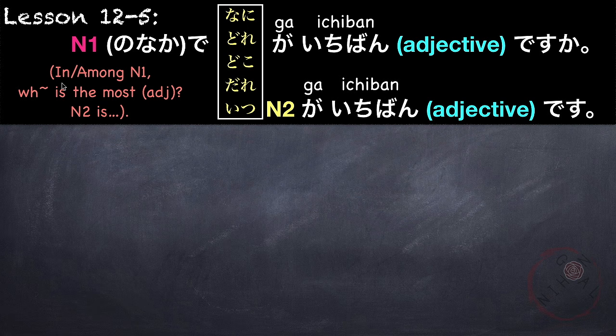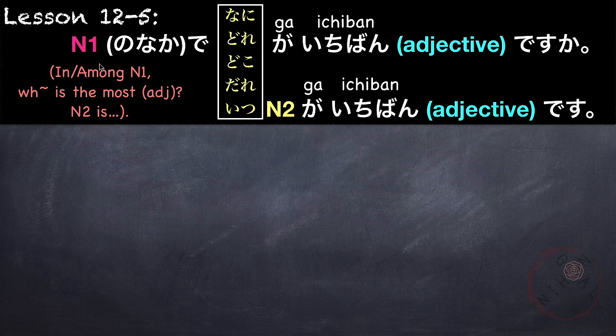Lastly is asking the listener to identify their favorite or their number one thing among a set of nouns. For example, in among noun 1, what, which, where, who, or when is the most adjective? So the pattern is noun 1 no naka de.